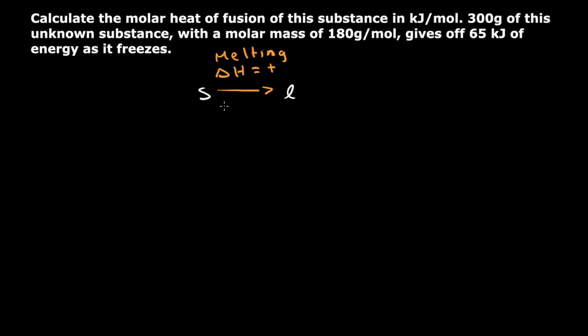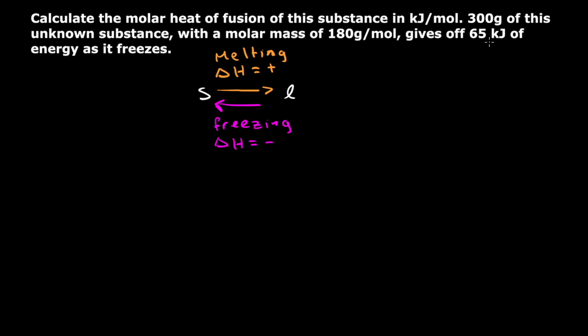Now if we go the other way, from a liquid to a solid, well, that's going to be freezing. And so we have a freezing phase transition if we go in this direction. And that delta H value is going to be the same but opposite in sign, so this is going to be a negative value. This delta H describes the intermolecular bonds that are going to be forming from a liquid to a solid. Now this gives off 65 kilojoules of energy.